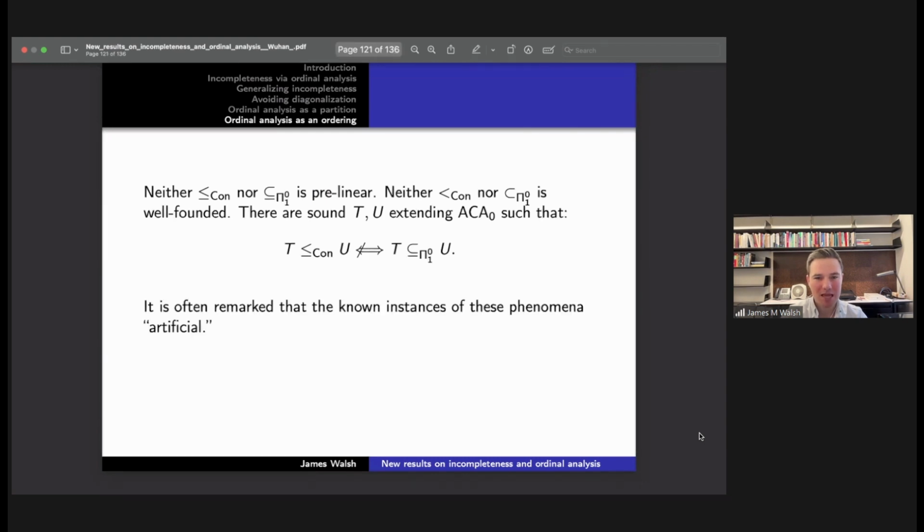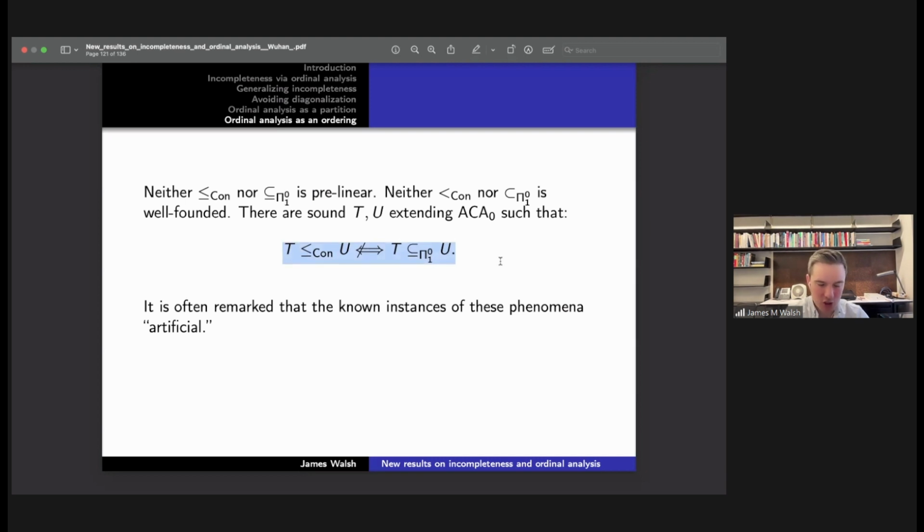Nevertheless, all of the known instances of these phenomena are usually called unnatural or artificial. To come up with examples of theories that are incomparable according to consistency strength, or to come up with descending sequences of theories according to consistency strength, or to come up with T and U such that, say, T is below U in consistency strength, but not in terms of pi 0, 1 theorems or vice versa, the way you do it is you cook up self-referential Rosser style sentences, right? So you resort to these kind of artificial ad hoc tricks.